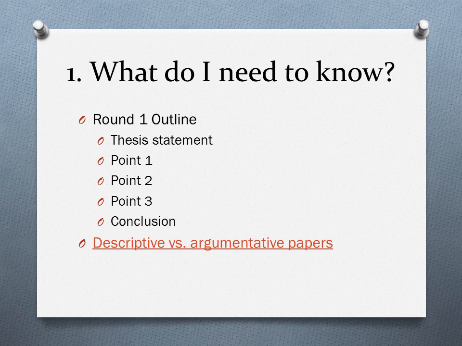There are 2 basic kinds of research papers that you'll be asked to write as an undergraduate. The first is a descriptive paper. These are pretty easy to write. A standard way to do it is to pick out the 3 most important or interesting aspects of your topic and make each of them a point in your paper.